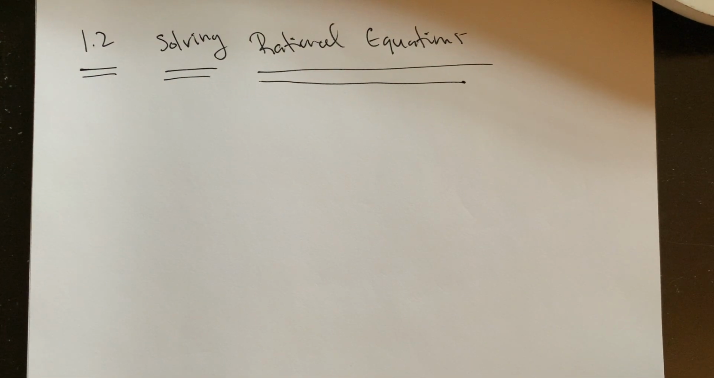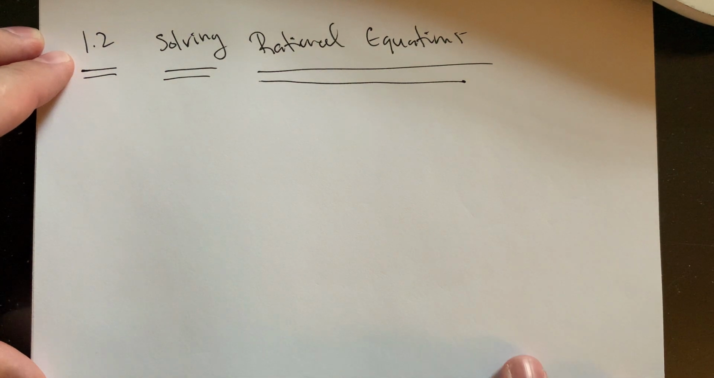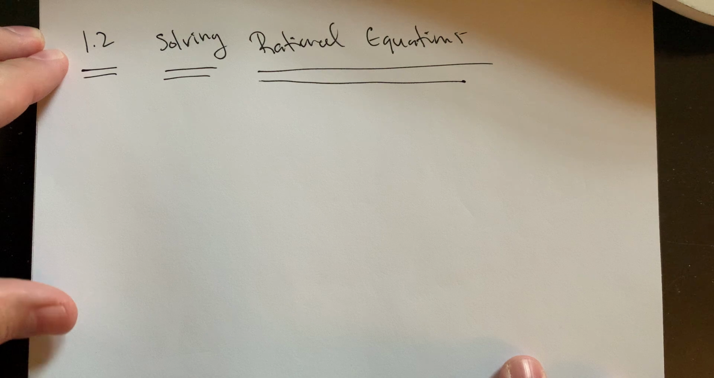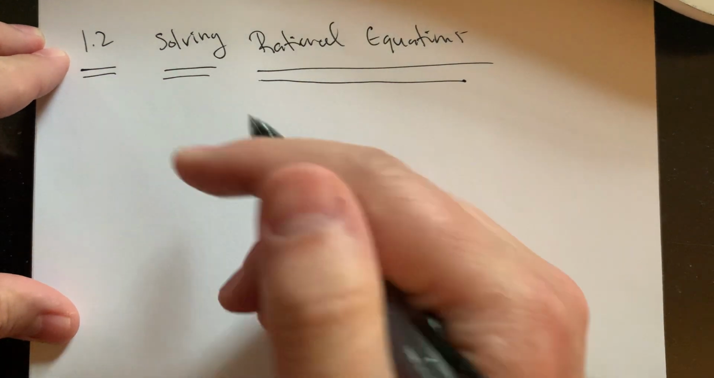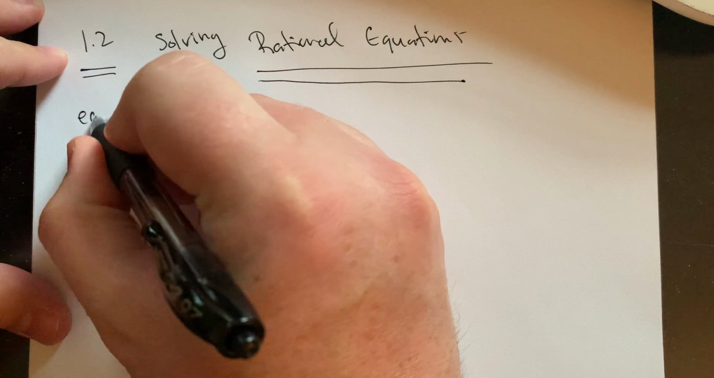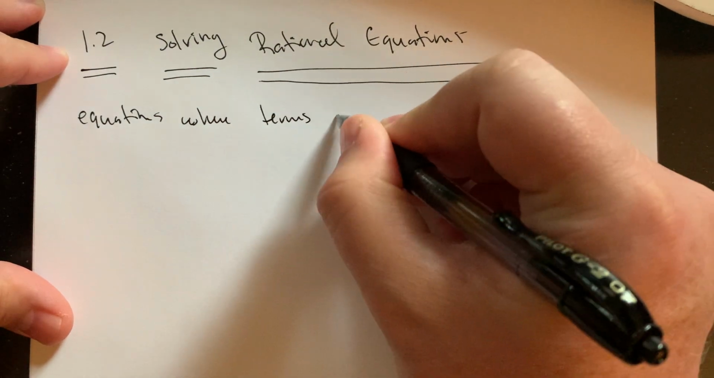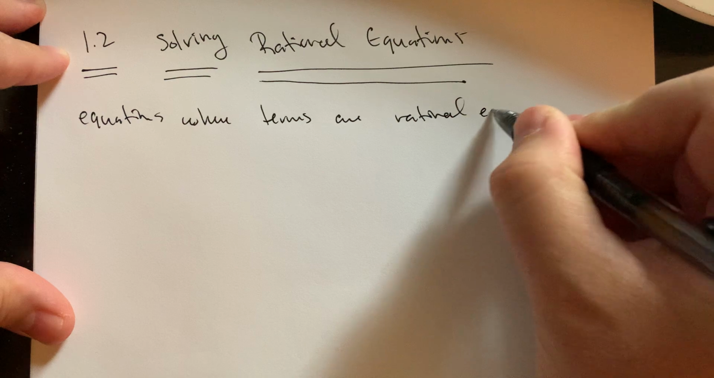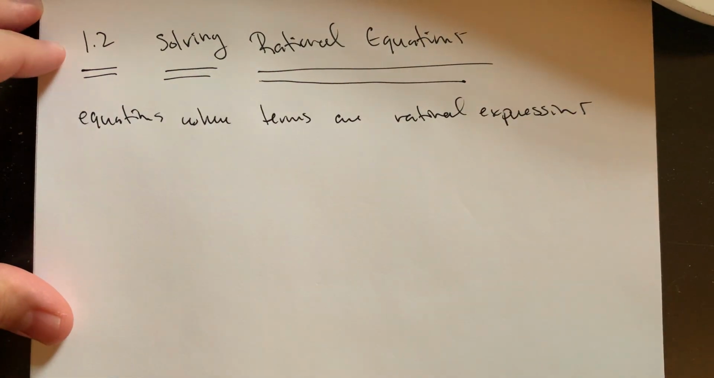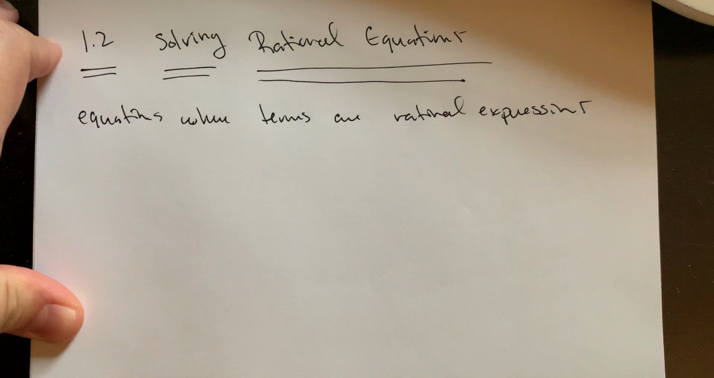All right. So the other expansion to this section is solving what we call rational equations. These would be equations made up of rational terms. I don't really have a standard form for it. So, equations where the terms are rational expressions. Rational expressions meaning kind of fraction expressions.